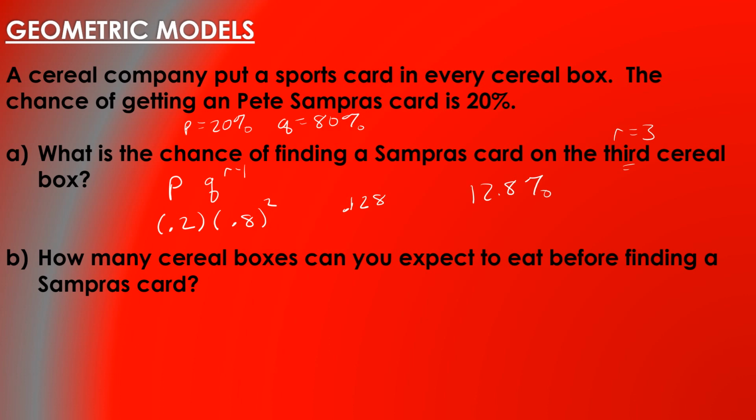Part B. How many cereal boxes can you expect to eat before you find the Sampras card? So our expected value is 1 over P. So 1 divided by 0.2. So that is going to be 5. So 5 times.